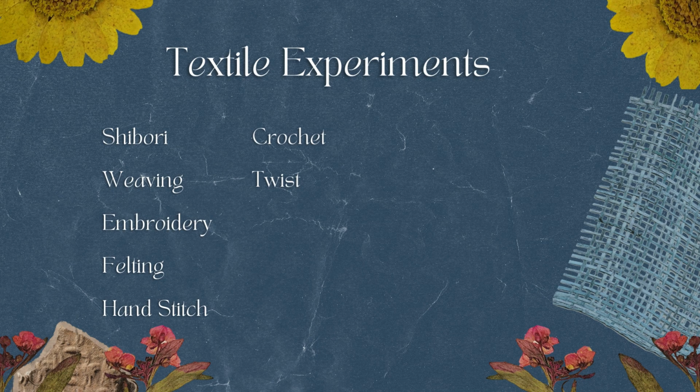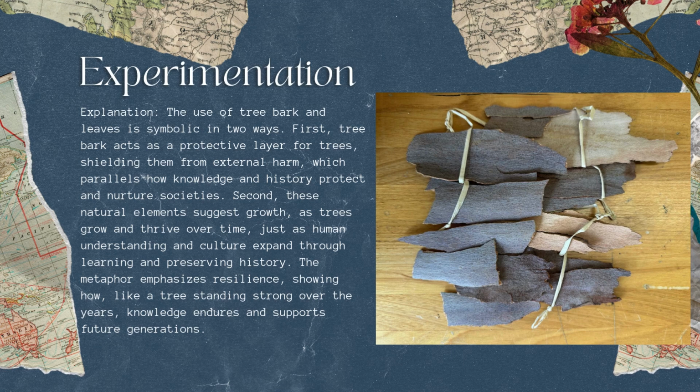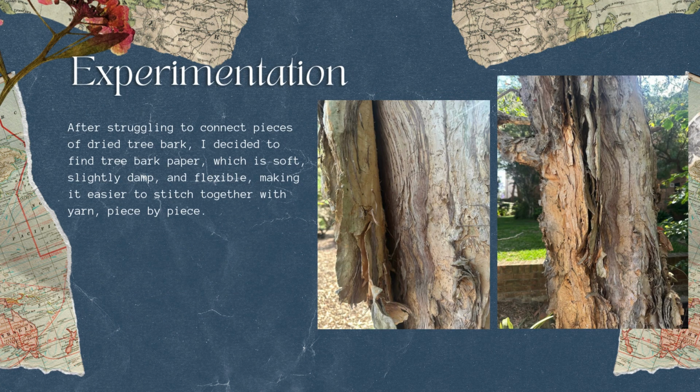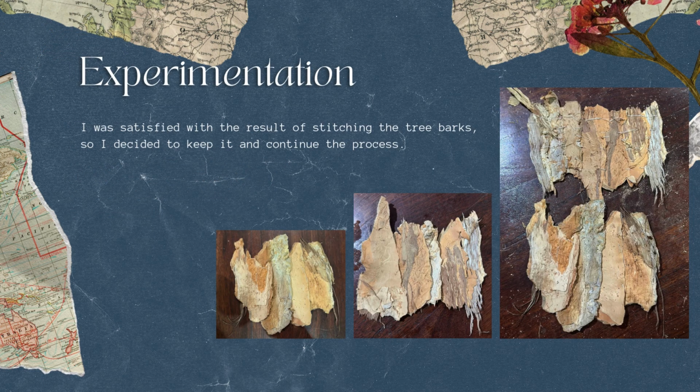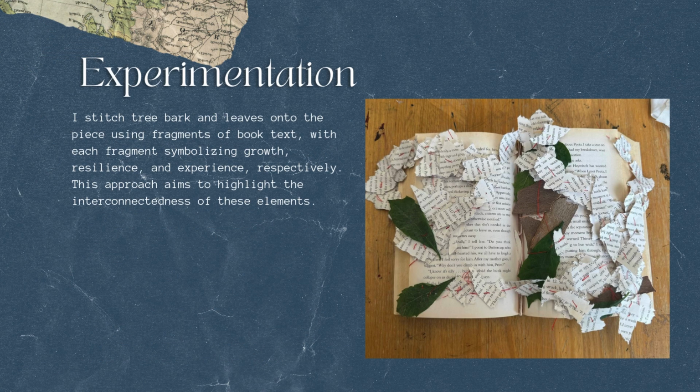In terms of experiments, I conducted various trials. First, I found tree bark to evoke a sense of nature and symbolize the foundational roots of the country. However, it was challenging to stitch and connect with other tree-bark pieces. So I began exploring tree-bark paper, which is easier to stitch with yarn, and the result was excellent. I also experimented with leaf stitching, representing growth and vitality, paralleling how knowledge evolves and fosters societal development. I stitched tree bark and leaves onto the piece using fragments of book text, with each fragment symbolizing growth, resilience, and experience.